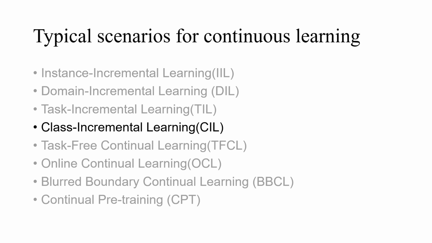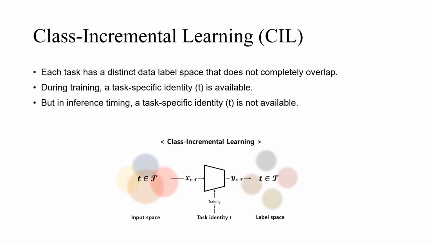And the next thing is class incremental learning. Each task has a distinct data label space that does not completely overlap. During training, task-specific identity is available, but at inference time, a task-specific identity is not available.